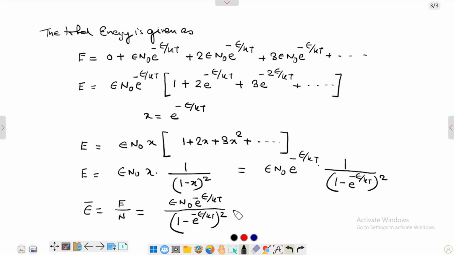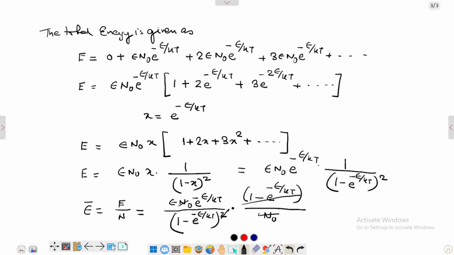So what I will get here, into n0 divided by not n0, it will be 1 by that, so it will be 1 minus e to the power minus epsilon by kt, divided by n0. So I will cancel this n0 and n0 here. After this, what value do I get? See, I got epsilon e to the power minus epsilon by kt.